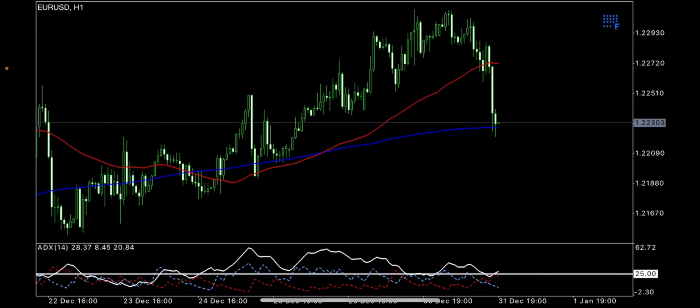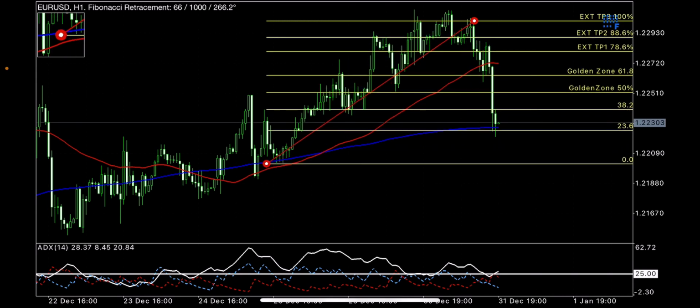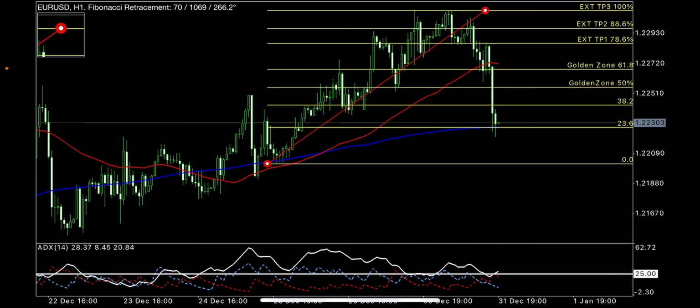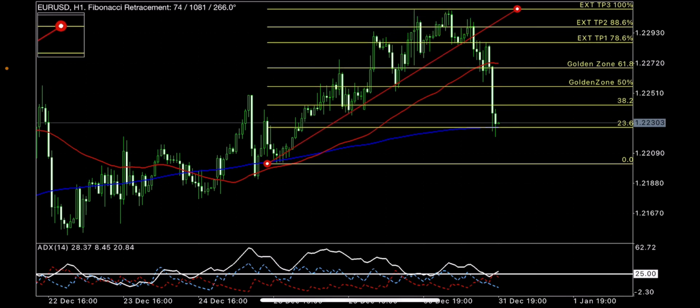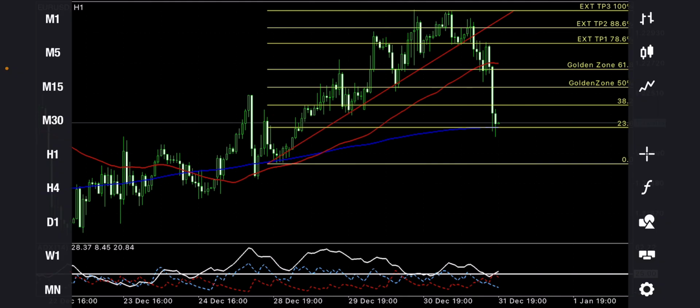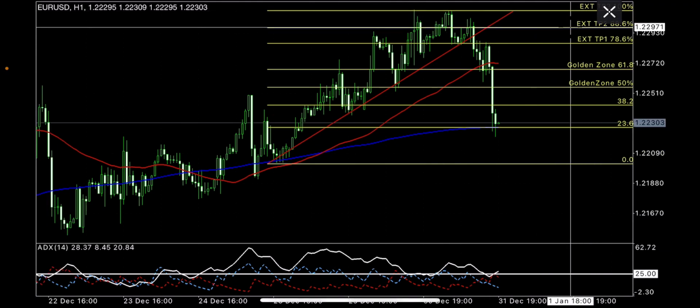Draw your Fibonacci retracement backwards, from there to there. Okay, there goes my top. Right there, that's my top, right? Right there, that's my top. See my extensions way up there? My Fibonacci extensions are up there.